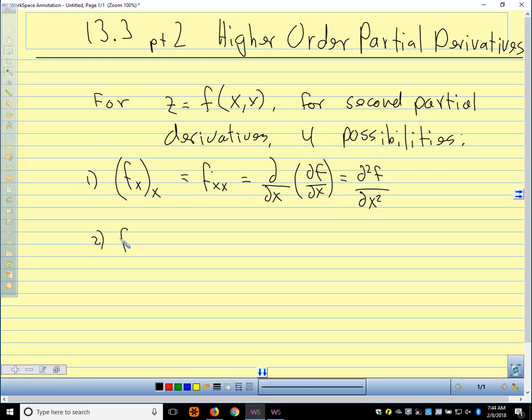We could take the partial with respect to x and then take the partial with respect to y, because the partial with respect to x is still a two-variable function. We're going to write that f sub xy. And that's going to be the partial with respect to y, in differential notation, of the partial of f with respect to x. And we write that ∂²f/∂y∂x.